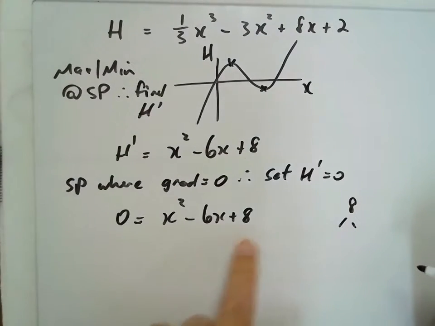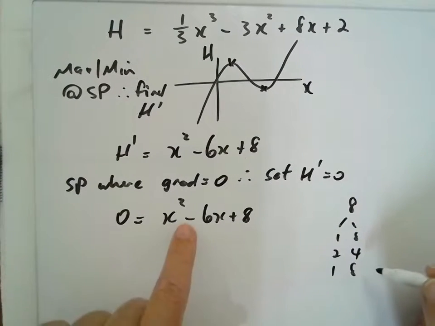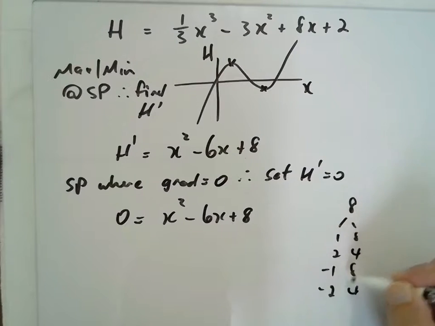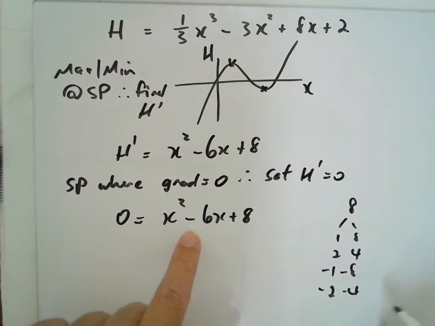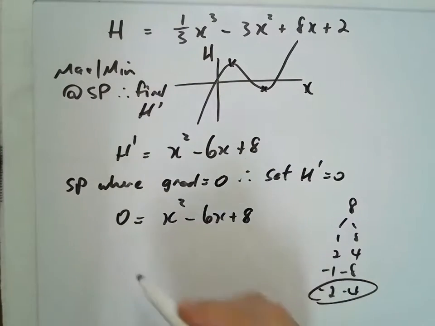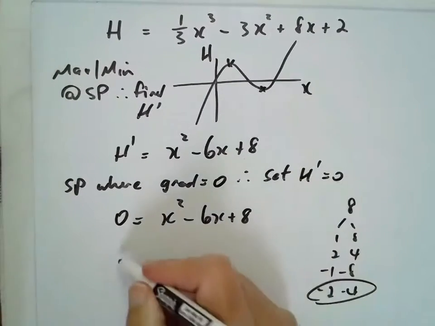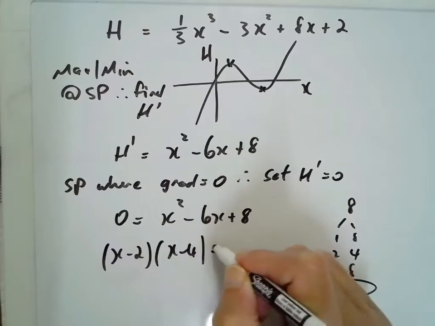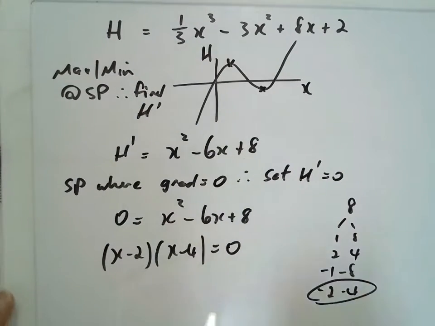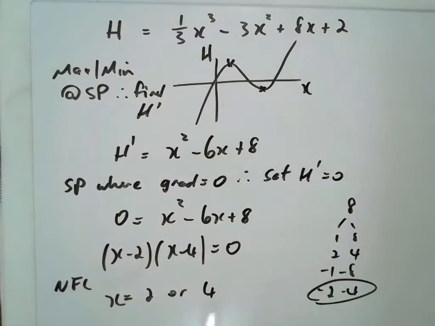The factors of 8, let's do this manually. The factors of 8: 1, 8, 2, 4. Because we've got a negative here, they're either both negative or both positive because we've got a positive here. What adds to get negative 6? Minus 2 minus 4. So 0 equals x minus 2, x minus 4, and by my null factor law, x will equal 2 or 4.